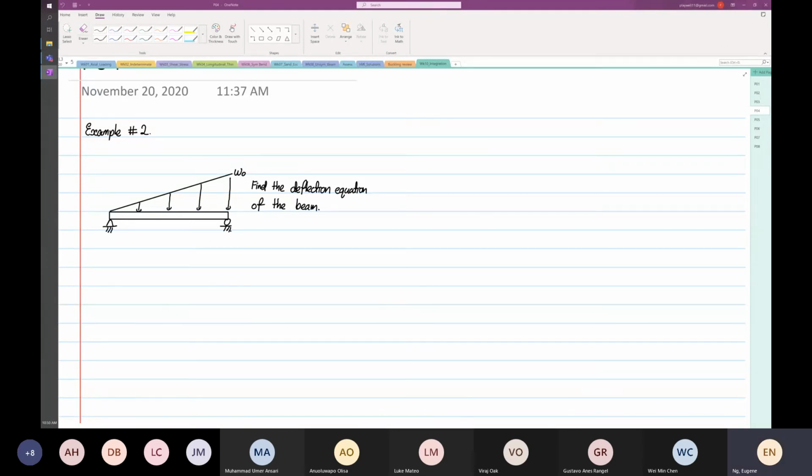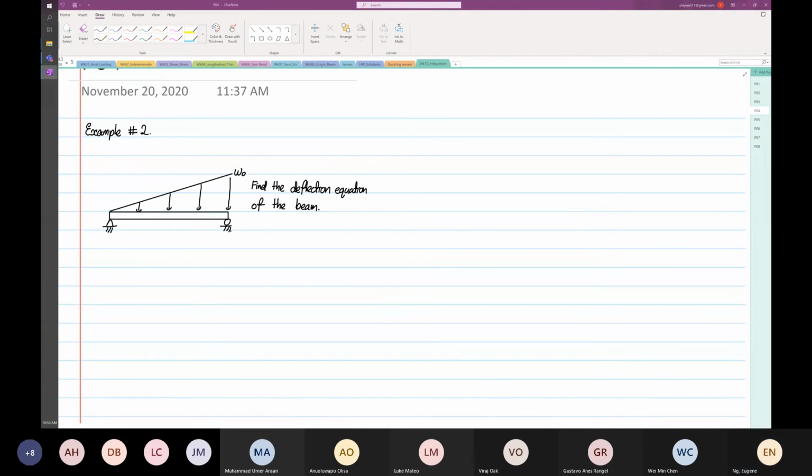Again, I'm going to show you two separate methods. For the first method, we're going to use what we learned today regarding the integration method. So this method is just number one, using integration.